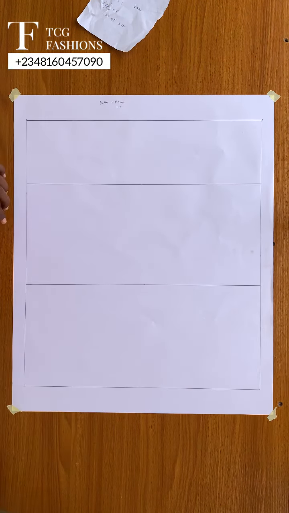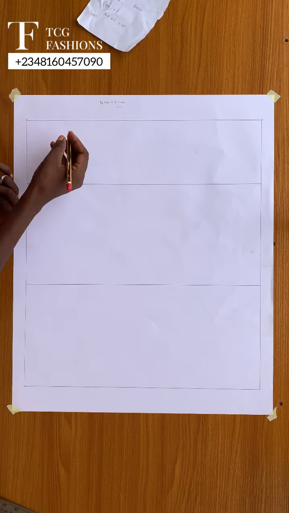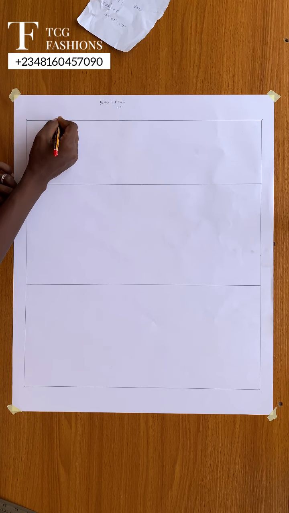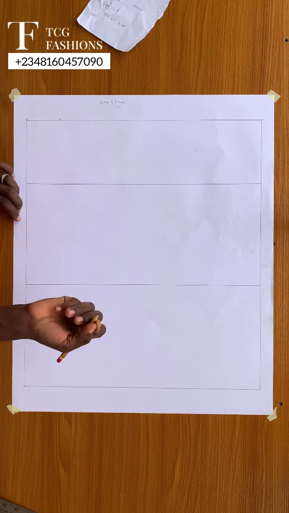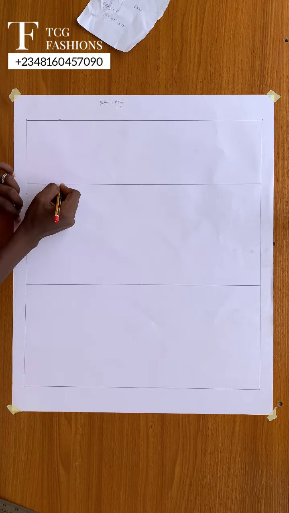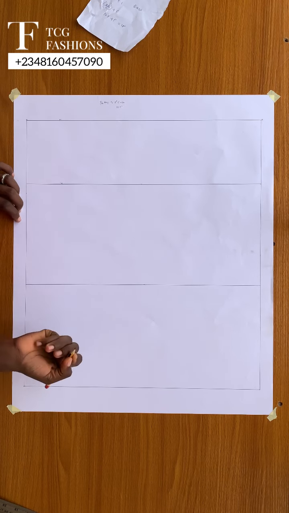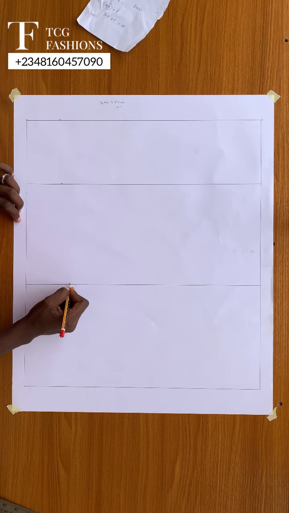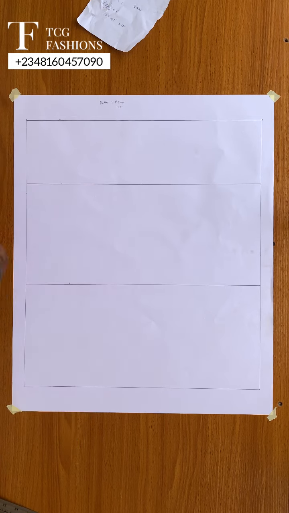Okay, so now I will just label. This upper line automatically becomes my waistline. Let me just write W. Then this one is my hip line, like I mentioned. This one is my knee line, and this one is my length. So let's take it one step at a time.